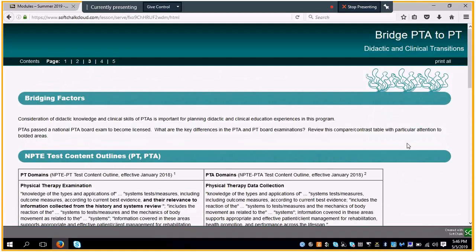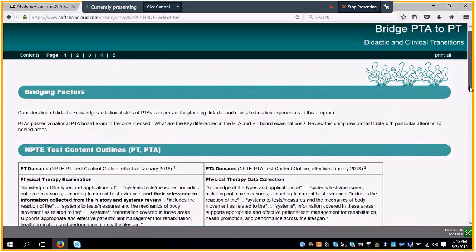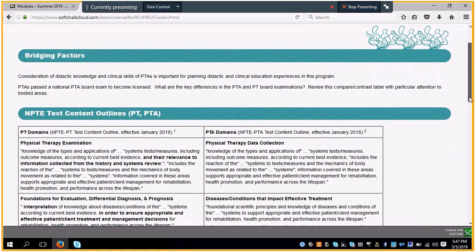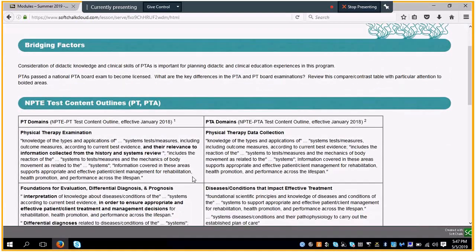Okay, so to take a look at the board exam content outline first, and this as well as the clinical comparison is in a table format. Okay, and so how to look at this table as you go down is to compare across. So we're going to start by comparing the physical therapy examination with the corresponding physical therapy data collection, and so on down the table.